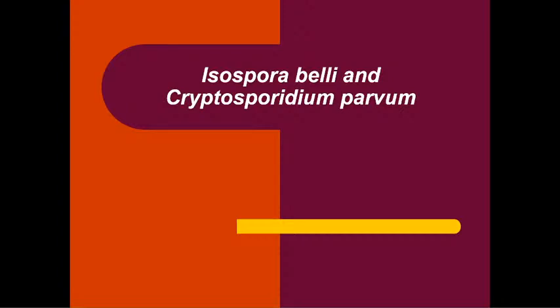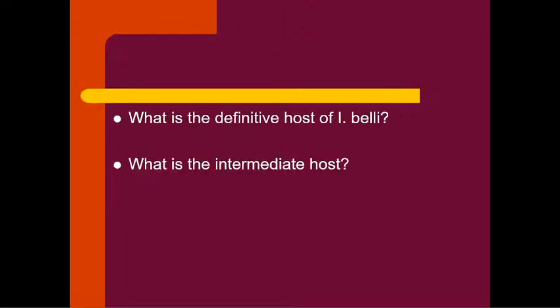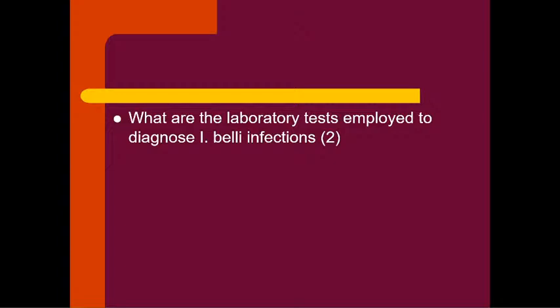Now, what is the definitive host of Isospora belli? Alright, let's talk about Isospora belli for a while. The definitive host is man and the intermediate host is pigs. And the laboratory test to diagnose Isospora belli infection is usually through stool examination and modified acid fast staining.